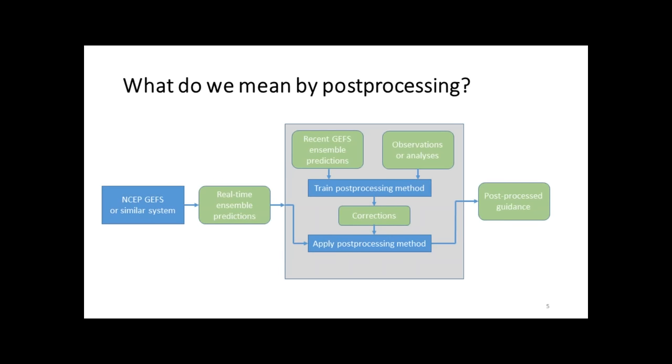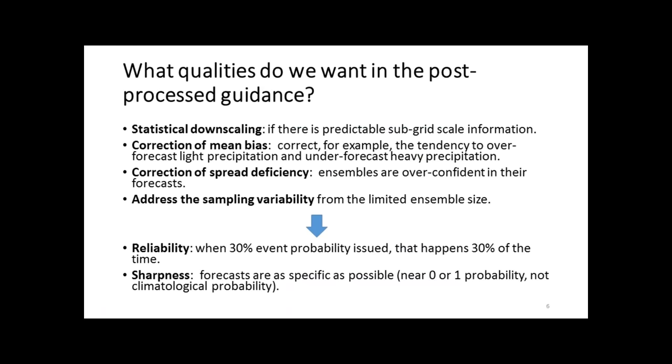So for us, post-processing happens after a numerical piece of weather forecast guidance has been produced. And inside this no longer black box, what we're effectively doing is taking past, recent past ensembles of forecasts and recent past observations, or in our case, gridded analyses of precipitation. And the discrepancies that happen between these two are used to develop a post-processing method. And then you come up with some model for your corrections that gets applied to the real-time data to produce this post-processed guidance. That's the high-level picture. The fun is in the details here.